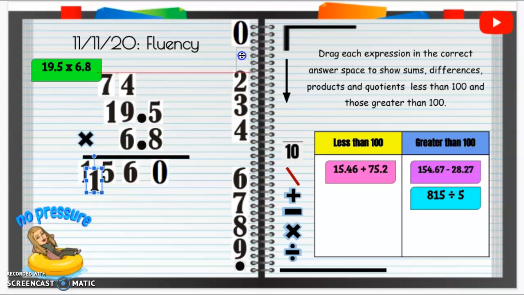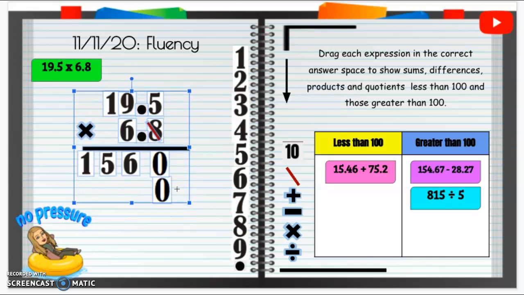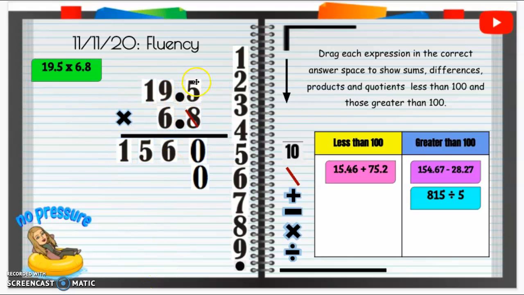So now we're done with those remainders. You can get rid of these remainders if you would like to. And then we are done with this 8. So we are moving over a place value, which means we have to put a placeholder of 0. Now we are going to multiply through this 6. 6 times 5 is 30.